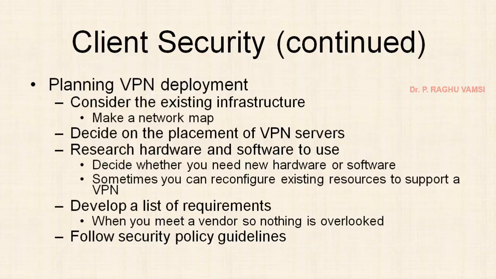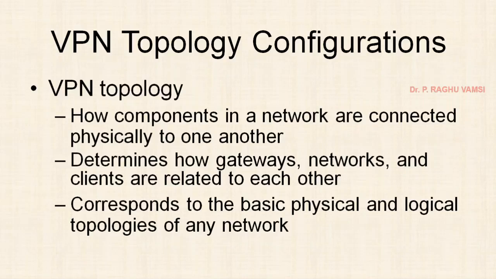Planning VPN deployment: consider the existing infrastructure, whether the organization will be in a position to provide the finance or make an allotment of the budget for making the VPN or not. Otherwise, it is better to go for software VPNs instead of placing hardware VPNs. Decide on a placement of VPN servers, research hardware and software to use, develop the list of requirements, and follow the security policy guidelines. Then the VPN topology, because the topology is very important.